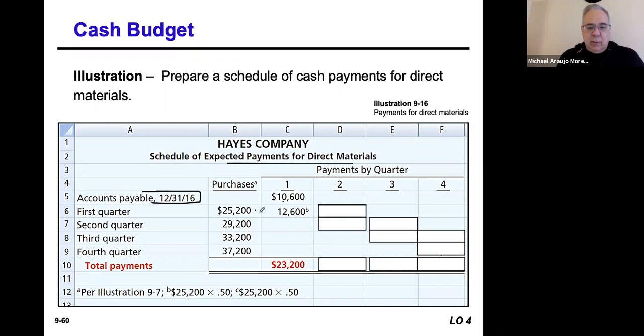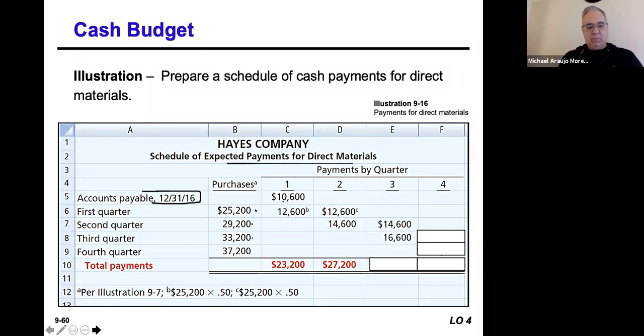In the second quarter, they'll pay the other half of their first quarter, plus they need to pay half of the second quarter materials. And so they're going to need $27,200 in cash to pay out for those. Third quarter, again, the other half of the second quarter and the first half of the third quarter. They'll need $31,200 to do that. And the fourth quarter wraps that up.